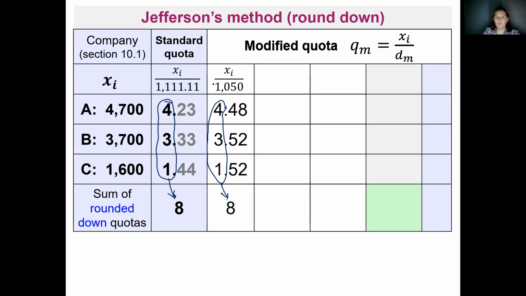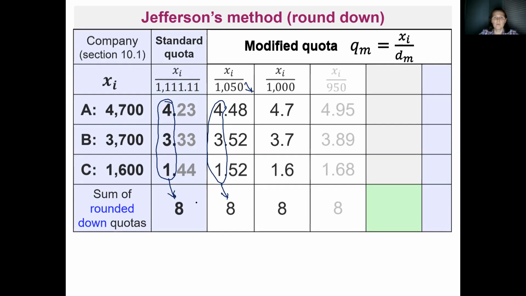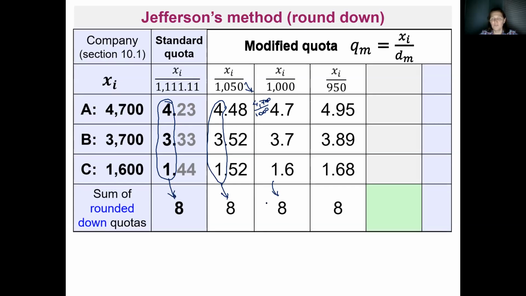It means that we must make this number a little bit smaller. Let us take 1,000. We divide each population by 1,000. So here 4,700 divided by 1,000 gives 4.7, 3.7, 1.6. Adding them together, we still get 8. So we must make it even smaller. Let us take 950. This time we get 4, 3, and 1, still 8.